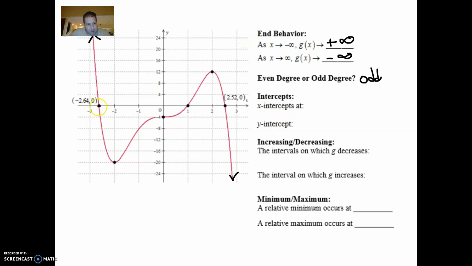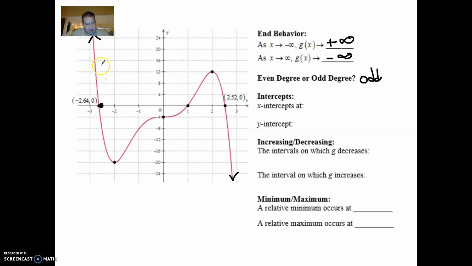The x-intercepts are at negative 2.64, 1, and 2.52. So there can be several x-intercepts. The y-intercepts, remember, there can only be one if it's still a function. That's negative 4.